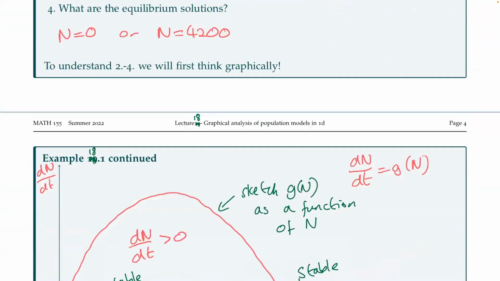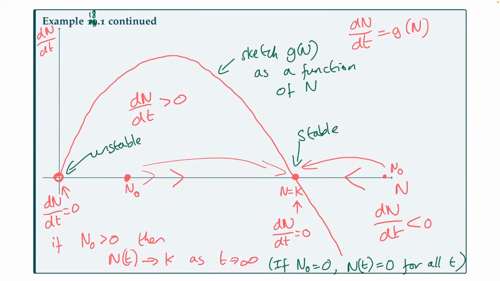Okay, so we can go on and do some more graphical analysis here. If we plot the right-hand side of our function, so if we have dN/dt is equal to some function g of N, we can plot that growth function, so this time not the per capita growth rate, but the growth rate for however many individuals there are in the population. That tells us something about whether the population is increasing or decreasing. If this curve is above the axis, that means dN/dt is positive, so the population grows. If it's below the axis, then it's negative, so the population shrinks. And when it's equal to zero, it's neither shrinking nor increasing.